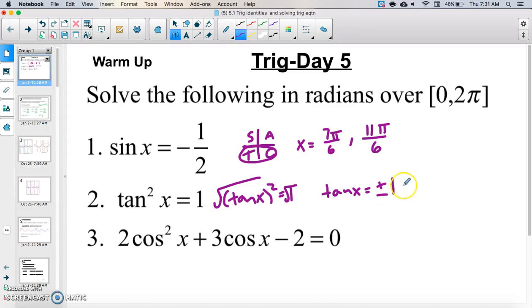So we're wondering where in the unit circle tangent is plus or minus 1. That means it's for the positive and the negative. So that's going to be every quadrant, because tan is going to be positive or negative in each quadrant. And that's at the pi over 4s. So my x is going to be pi over 4, 3 pi over 4, 5 pi over 4, and 7 pi over 4.